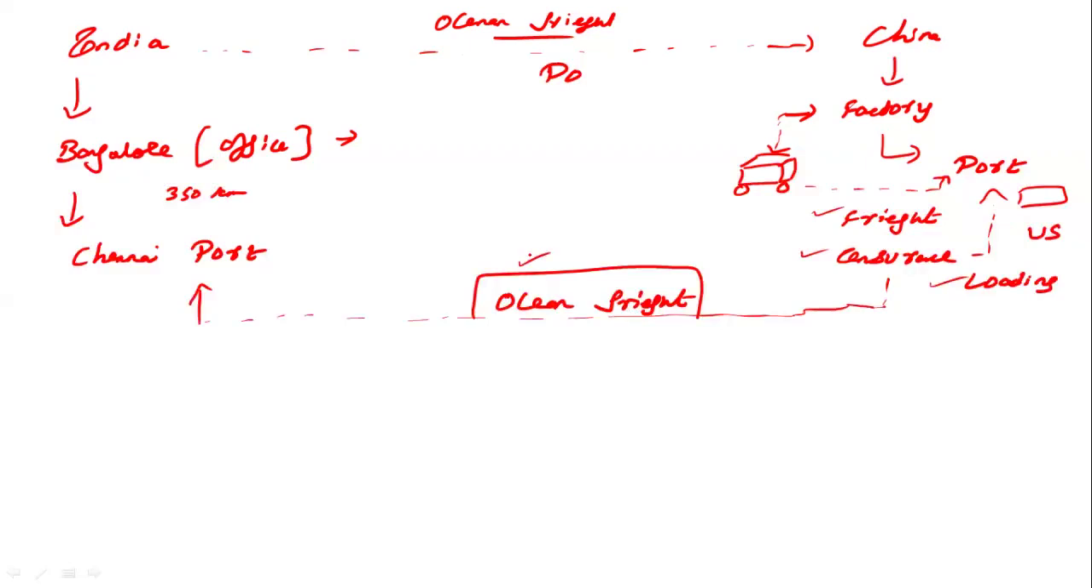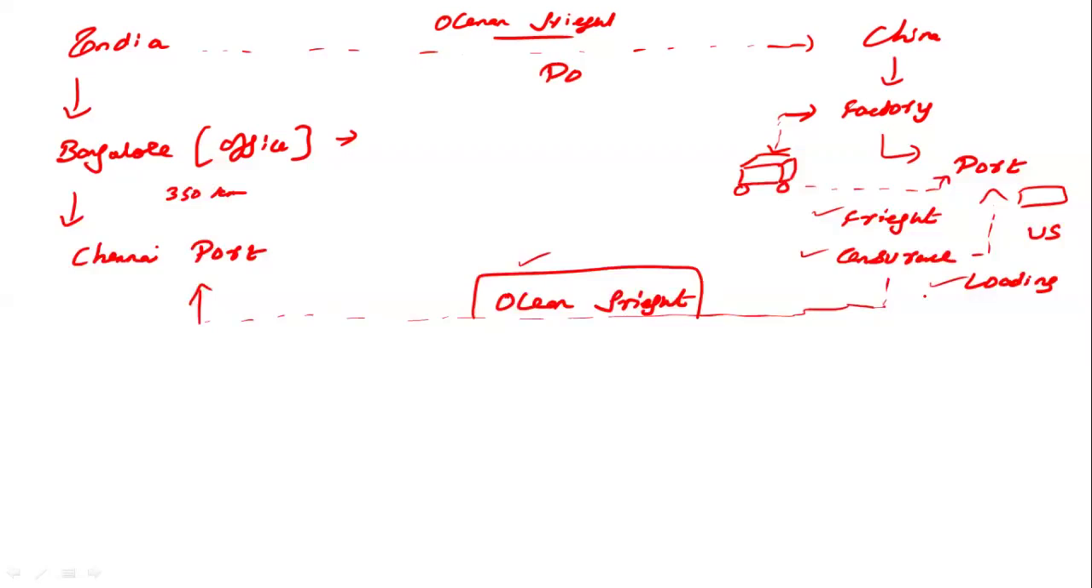So why do you have ocean freight? Because the ship is charging for the transportation cost. And it is coming to the Chennai port. Now, these are all the different components. So the first thing we discussed is whether we are going to ship the material through ocean freight or air freight. We decided ocean freight.